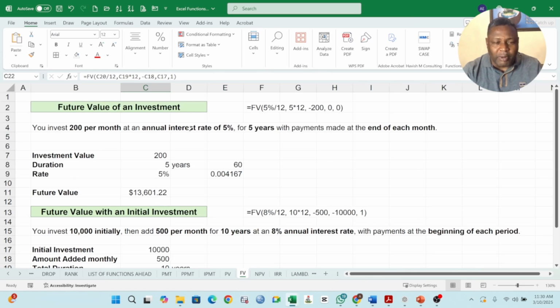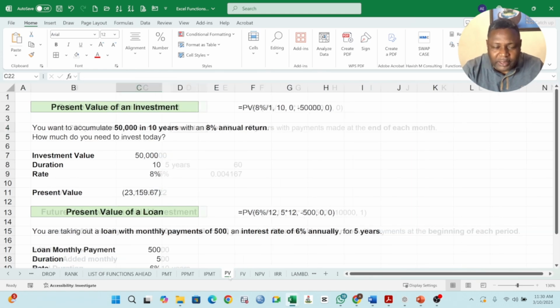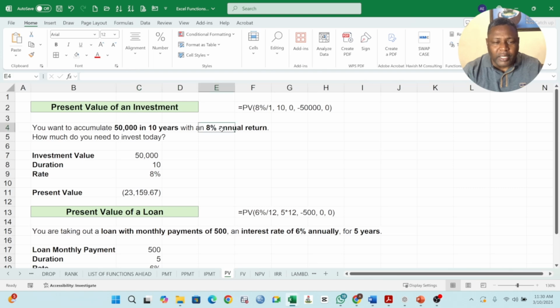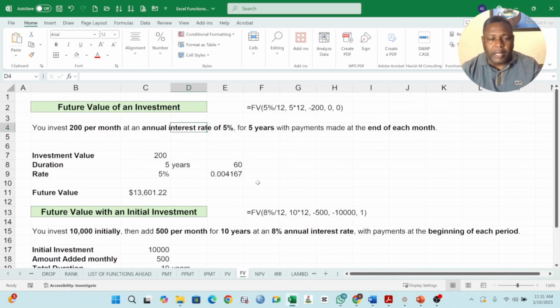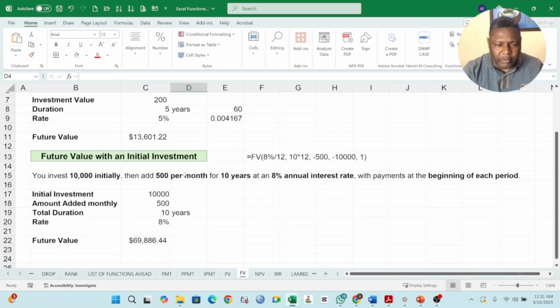Okay, so when you're talking about future value, you'll be talking about interest rate. When you're talking about present value, for instance, you'll be talking about the rate of return, annual returns. And then sometimes you also calculate interest rate based on the returns that you get. Okay? So that's where we are going to stop on calculating future value using the FV function.